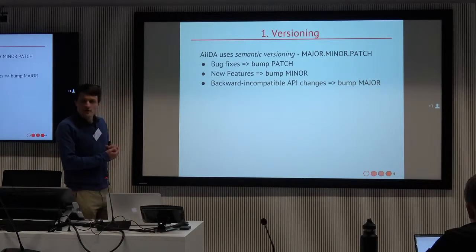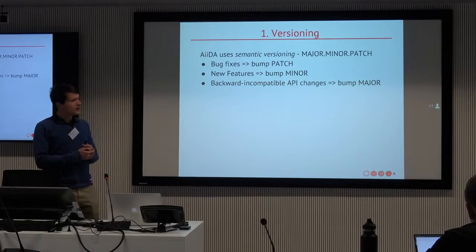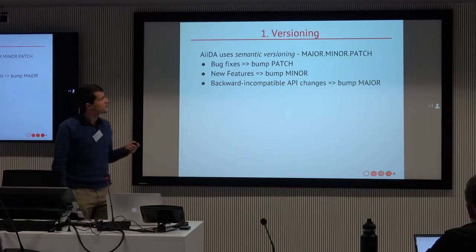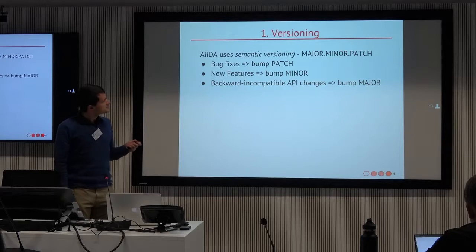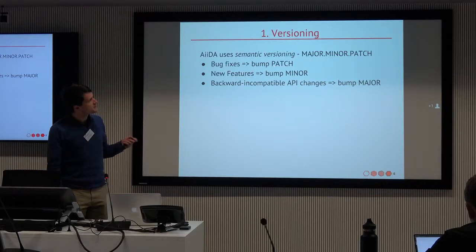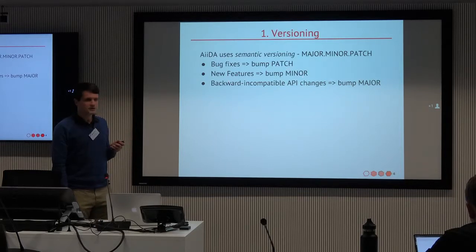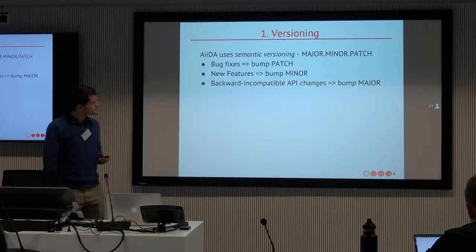So first, a few notes about versioning. In AiiDA, we now use semantic versioning. So you have the major version number dot minor version number dot patch version number. In the future, if we do bug fixes, we bump the patch version. If we introduce new features, we bump the minor version. And if we make backward incompatible API changes, we bump the major version.